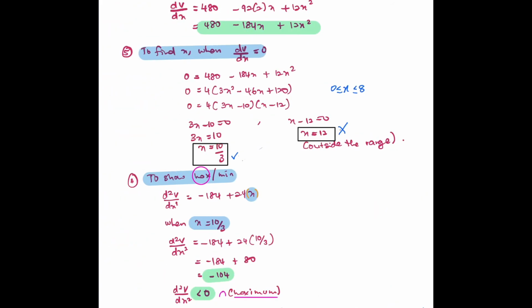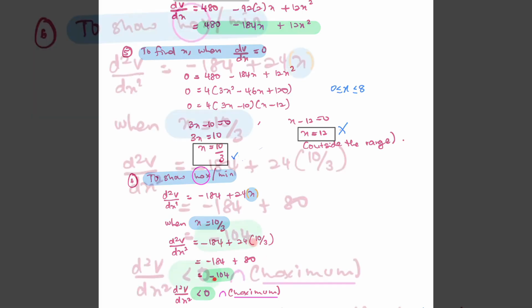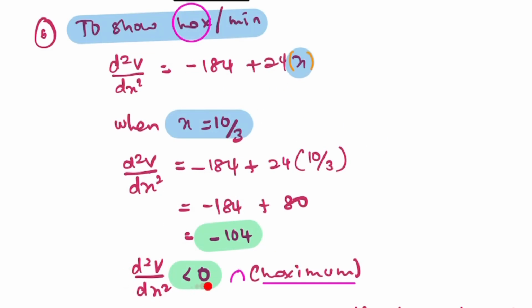Next, let's show that this value of x is maximum. So how should you do this? Let's do second derivative. And then let's find out the value either positive or negative. So let's do second derivative. Let's further differentiate your first derivative. So you'll get minus 184 plus 24x. So since you have variable x, let's just fill in the value of x equal to 10 over 3. So your second derivative is minus 184 plus 24 times 10 over 3. So just use calculator here, you should get minus 104. Therefore, the second derivative is negative, so this is concave down. Therefore, you'll have a maximum point.